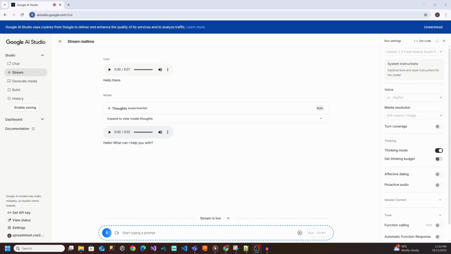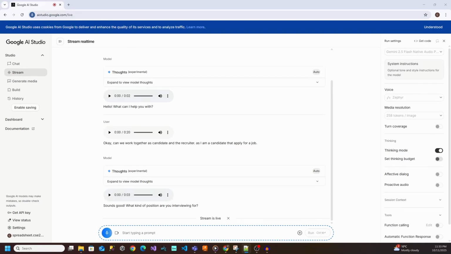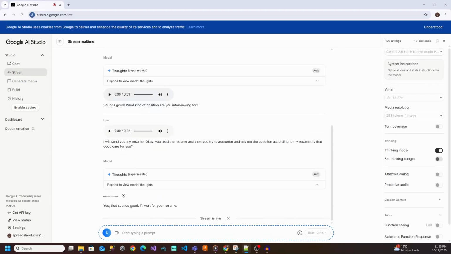Okay, can we work together as candidate and recruiter? You act as a recruiter, and I am a candidate applying for a job. Sounds good. What kind of position are you interviewing for? I will send you my resume. Okay, you read the resume, and then you try to act as a recruiter and ask me questions according to my resume. Is that okay for you? Yes, that sounds good. I'll wait for your resume.